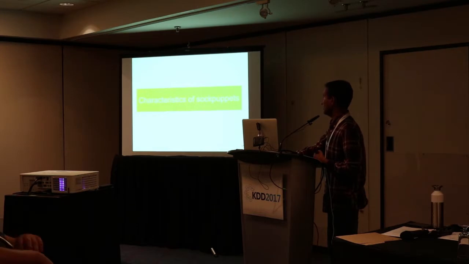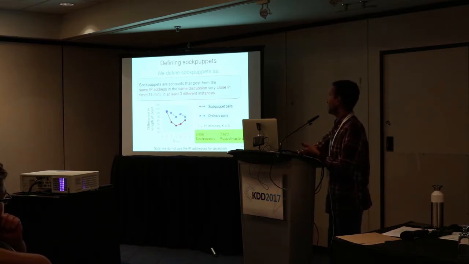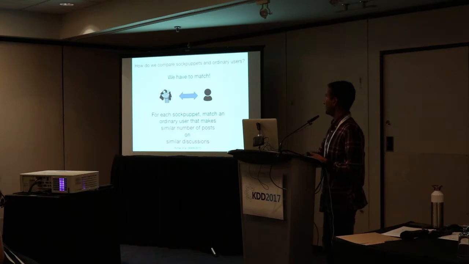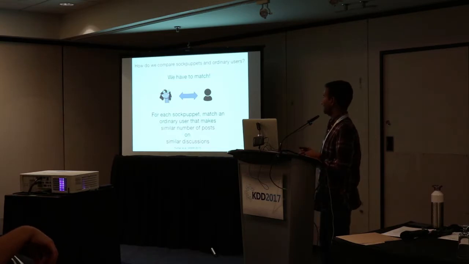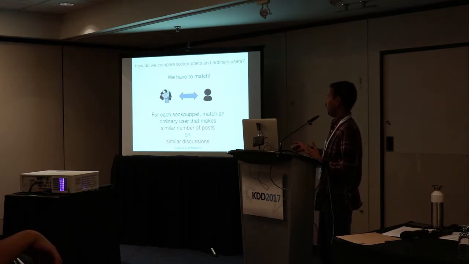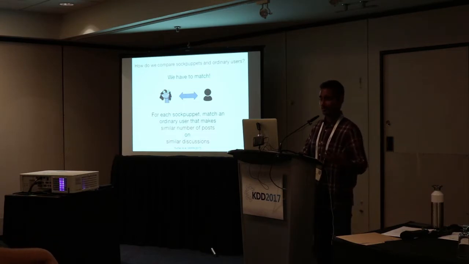So based on this definition of sock puppetry that uses behavior and immutable things like IP address, we now look at how these sock puppet accounts are actually operating. But to do that, we have to identify non-sock puppet users that are very similar in properties so that we don't have bias in selection. So for each sock puppet account, we find an ordinary account that makes a similar number of posts and also operates on similar discussions. The intuition behind this is that there may be differences in how sock puppets and normal accounts behave in terms of how many posts they make and which discussions they participate in.